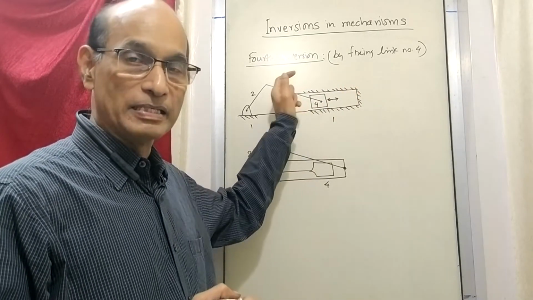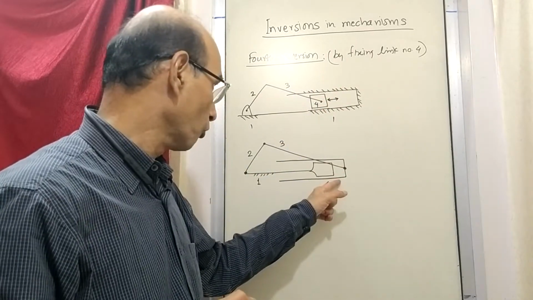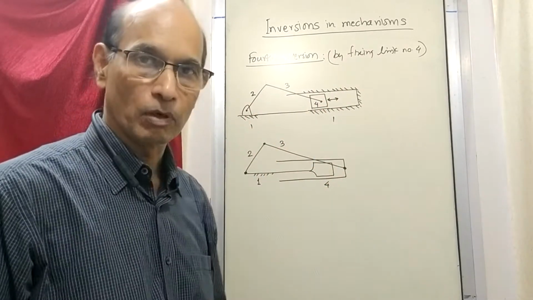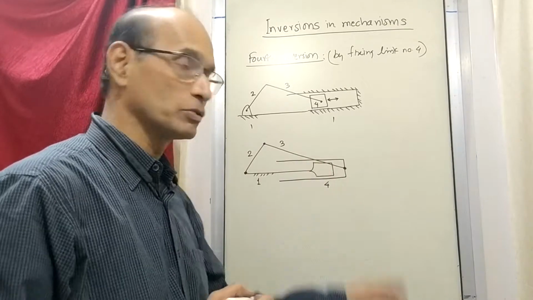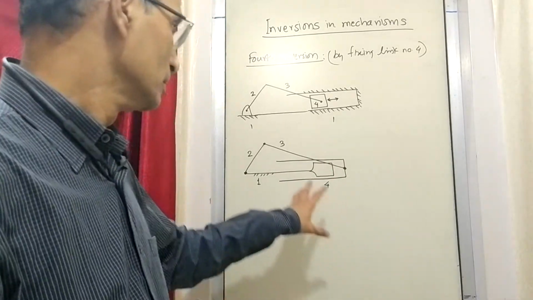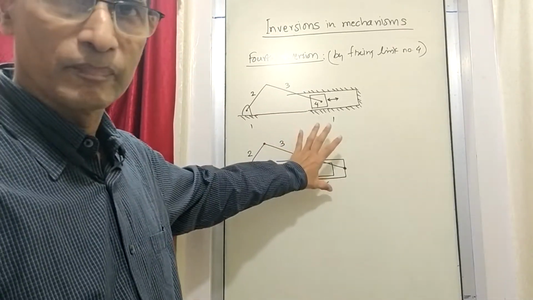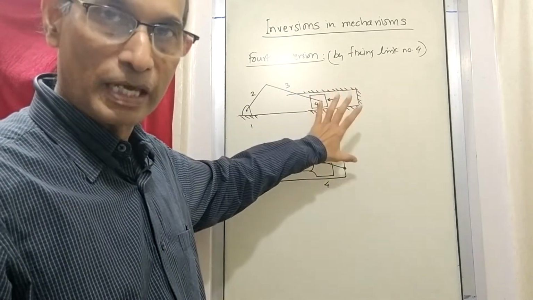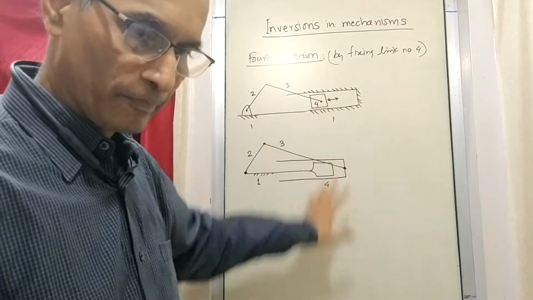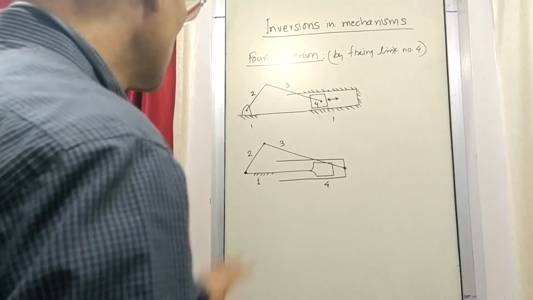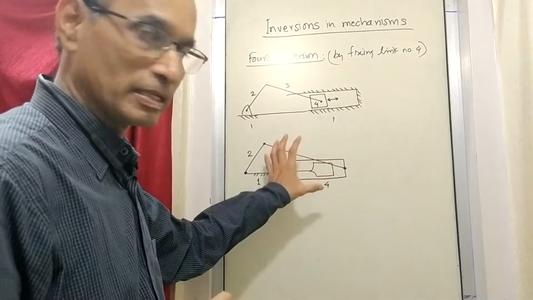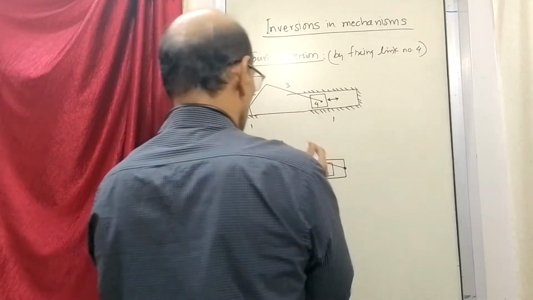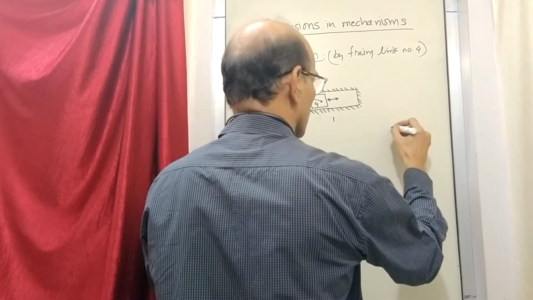4 is sliding inside the link number 1. Here, 4 is sliding from outside the link number 1. Otherwise, everything is the same. And there is a relative motion between 1 and 4. So there is no change. Still it is inversion number 1. Now what we do is, this same figure I will draw vertical. Same figure, let me draw it vertical as it is. So it will come like this.